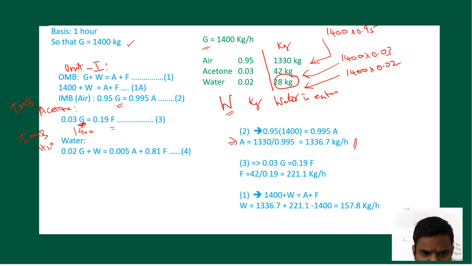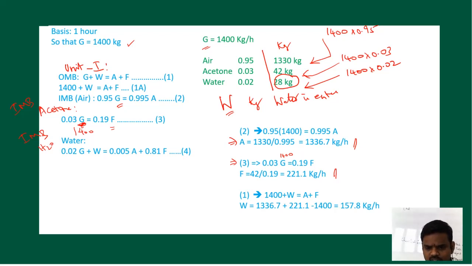Similarly, from equation 3, we have 0.03 into G, which is 1400, equal to 0.19 into F. So simplifying equation 3, substituting the value of G, that is 1400, we get the F value. F equals 221.1 kg per hour. So that also, after simplifying, we get the value of F.